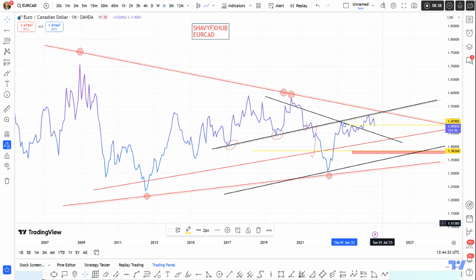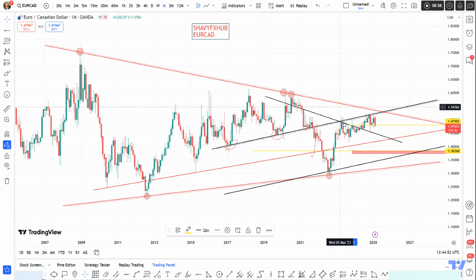And we will look at how oil price is doing and other commodities. Because Canada is a commodity reliant economy, and whatever affects a commodity affects them. But we are looking at it and the structure has broken 1.47992. What do you want me to do? It's not my fault. So you see the structure clearly.